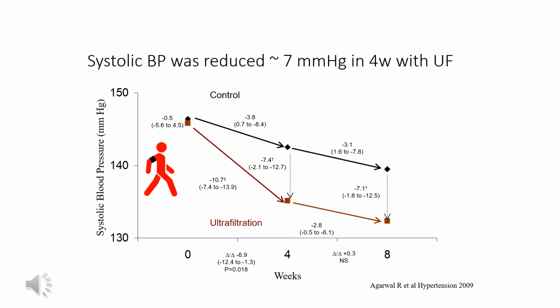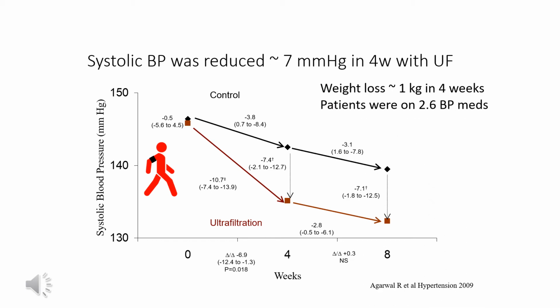What we found was that the simple act of probing dry weight could reduce the blood pressure by about 7 millimeters compared to control. And this decrement in blood pressure was maintained over the next 4 weeks. So weight loss was only a kilo over 4 weeks, and the patients were on 2.6 blood pressure medications. So this reduction in blood pressure was greater than what has been reported with the denervation trials. So when you have to really think about improving blood pressure, don't think about removing the kidneys, but removing weight.